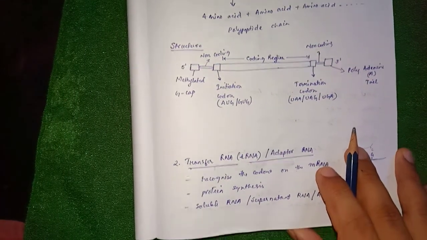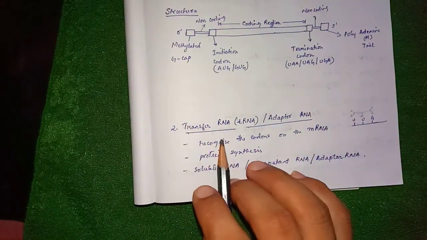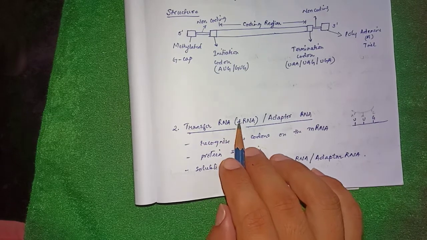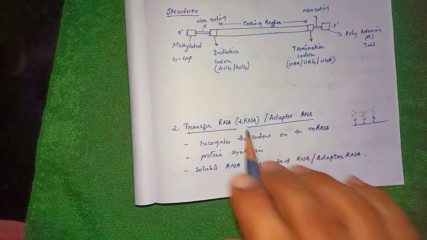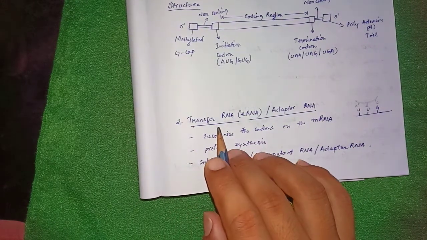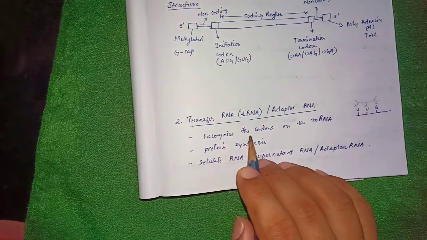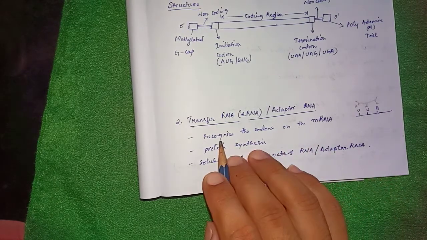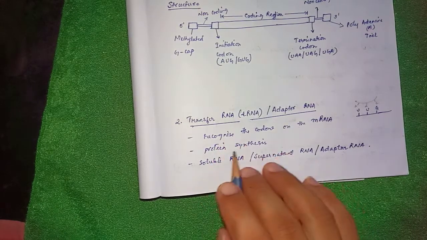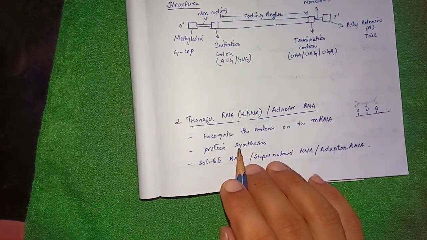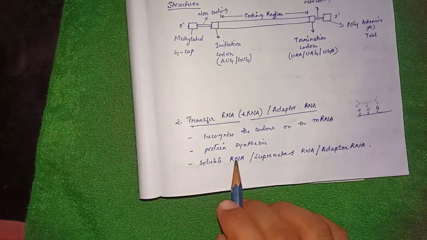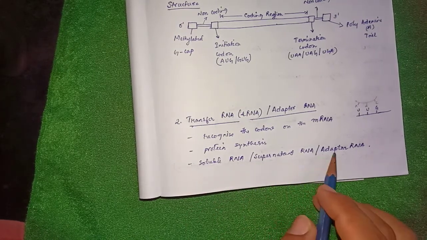Now next let's discuss the second type of RNA, that is the transfer RNA, indicated by tRNA or adapter RNA. Now tRNA recognizes the codons on the mRNA, and it gets attached to the ribosomes for protein synthesis, to synthesize particular amino acids. So that is the function of tRNA, and tRNA is known by different names, also called soluble RNA or supernatant RNA or adapter RNA.